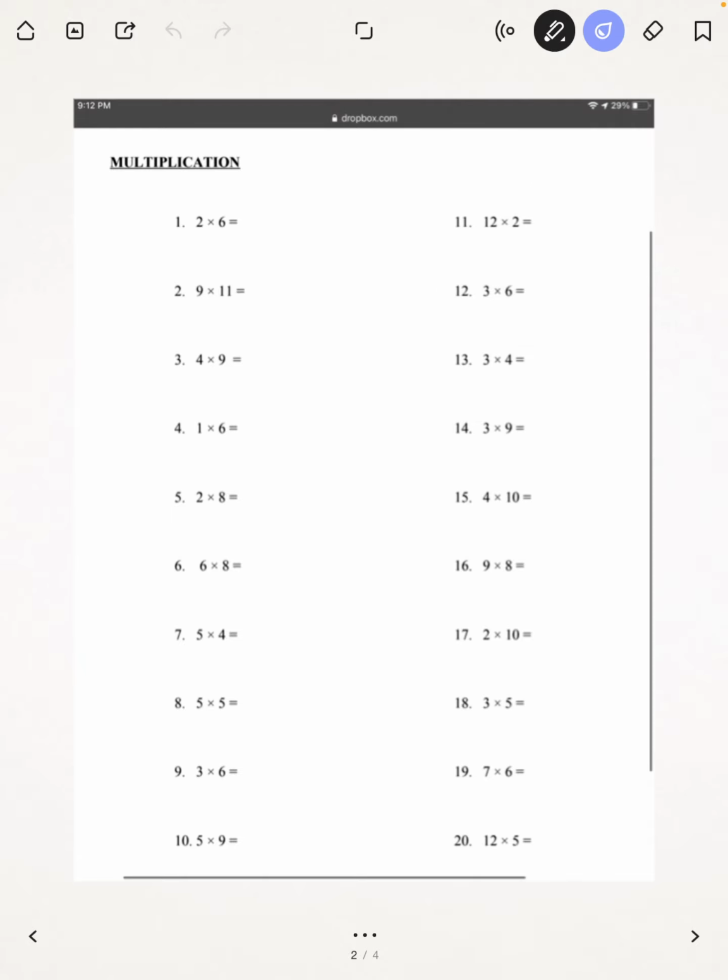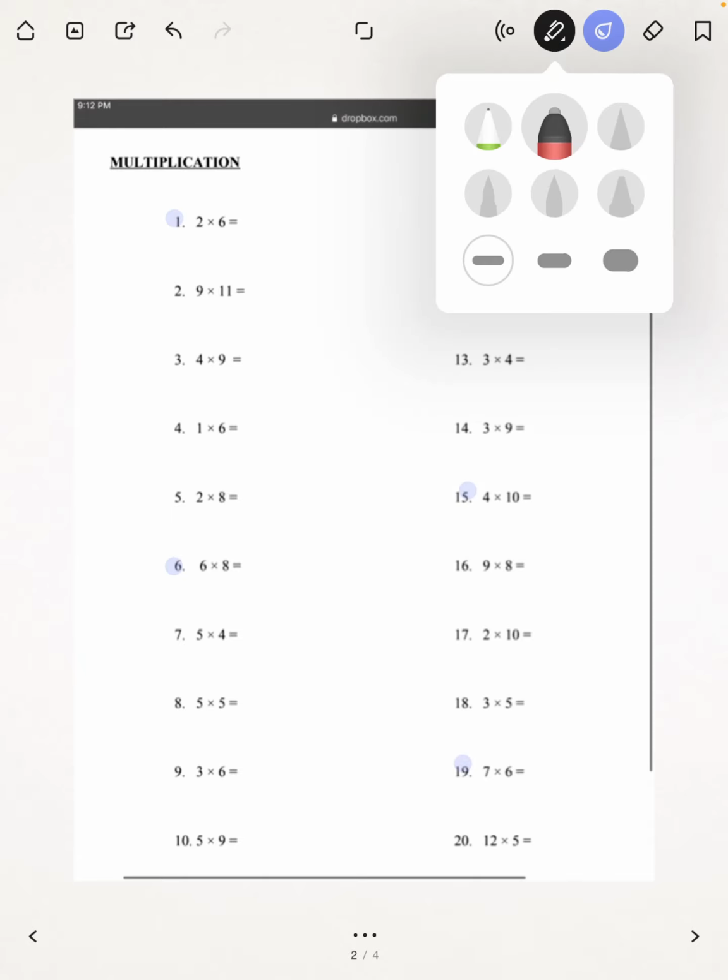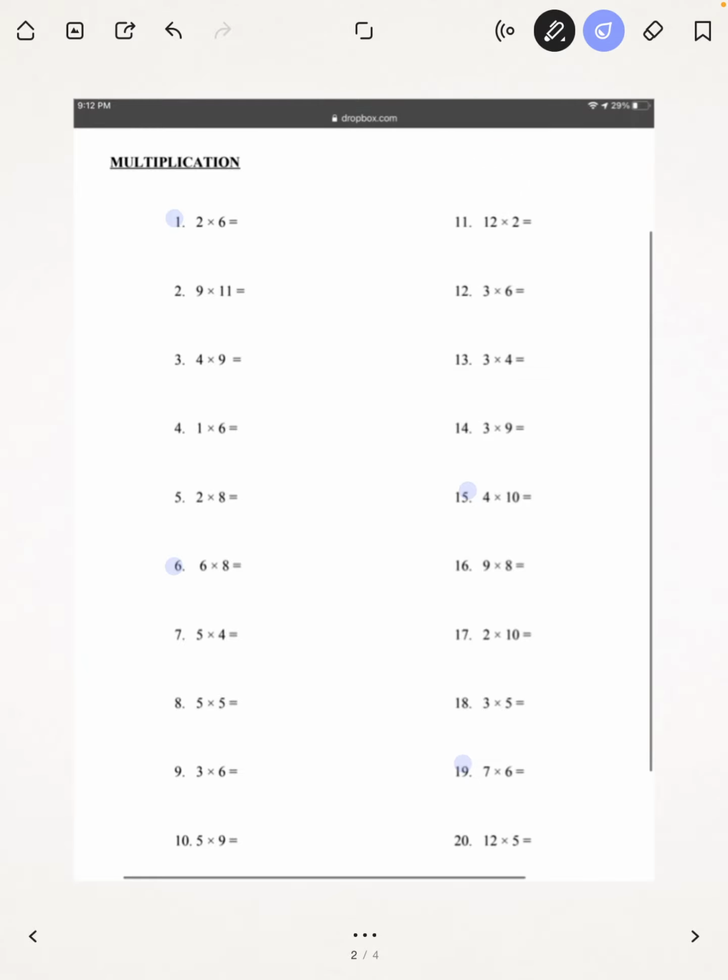Multiplication. Okay, 2 times 6, that basically means you could do 6 plus 6, or you could do 2 plus 2 plus 2 plus 2 plus 2 plus 2, or you could count 1, 2, 3, 4, 5, 6, and if you count it up, it equals 12.